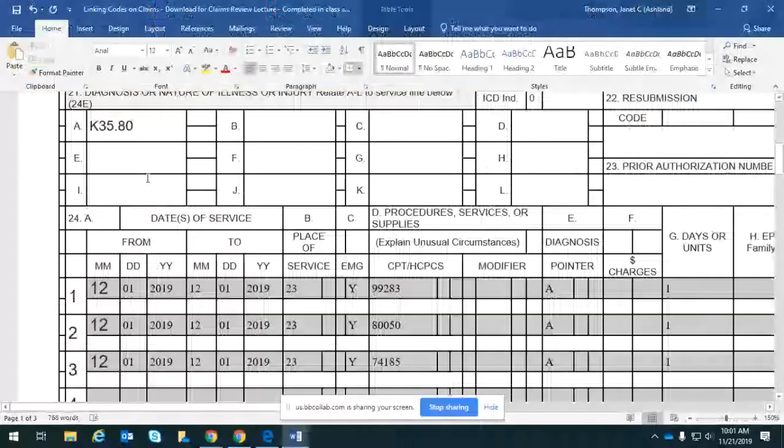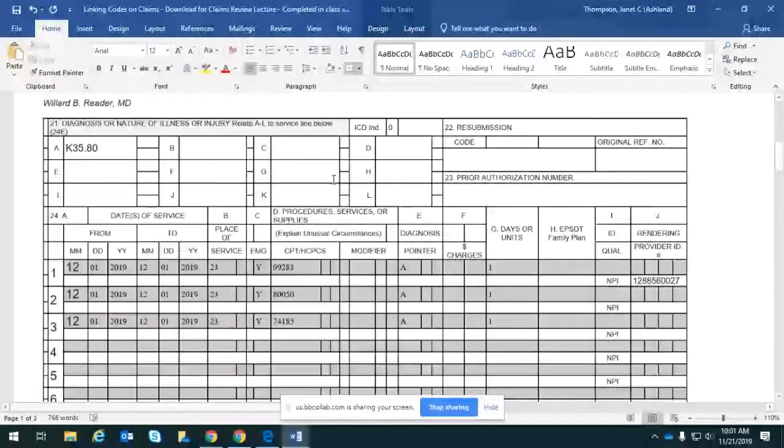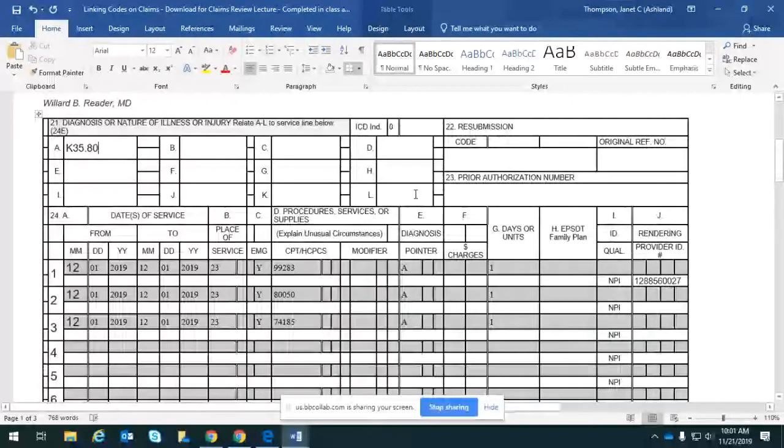So this claim, it says up to 12 boxes for diagnosis here. If you happen to need more, you could insert a second page to the claim. If it's electronic, it doesn't really matter. When you get into billing pathology, sometimes you can get up to 10 and 12 codes of the procedures fairly easily. But this is how we would fill that out.